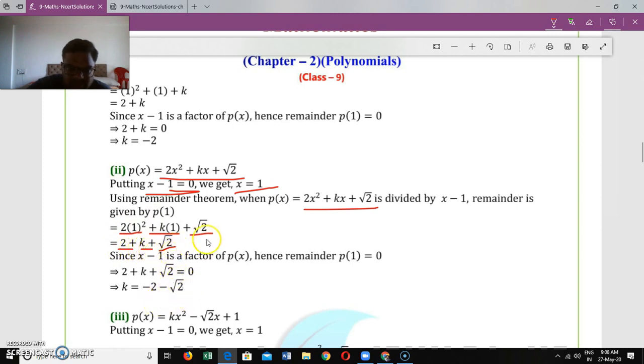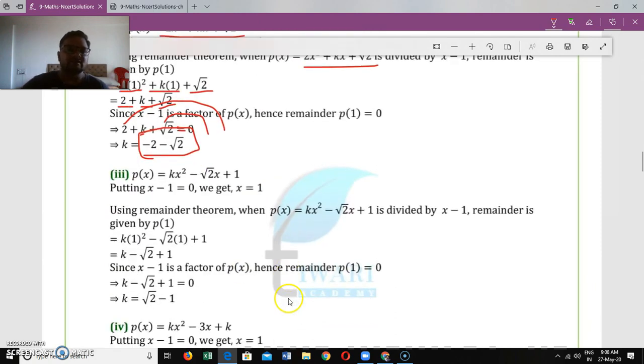So since we want to find out the value of k, we will write equals to 0. So k will be as it is, and both these root 2 will go to the other side. Both will be in the negative form. I hope you are understanding.